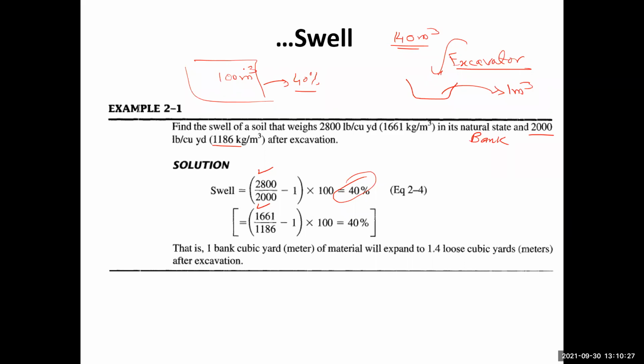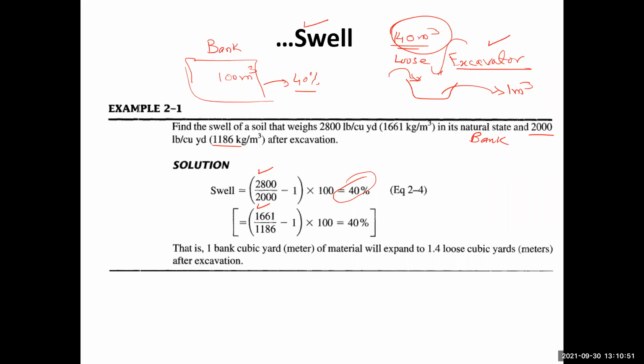In addition, instead of 100 cubic meter, that excavator will work for 140 cubic meter of soil compared with the 100 cubic meter of soil which is in the bank condition, or in the natural condition, because the excavator will transport the loose soil. That's why we are considering this swell.